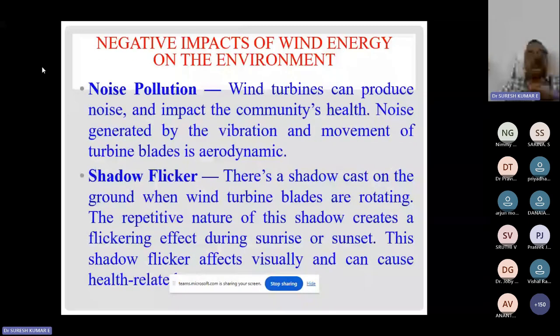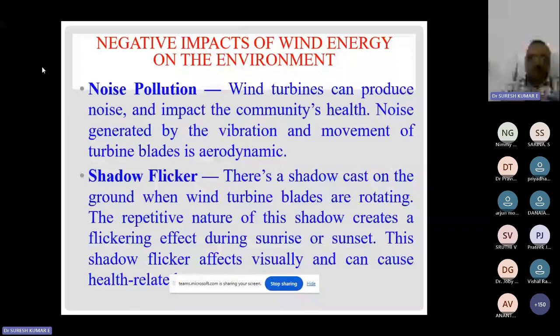Another thing I've already seen is noise pollution. Wind turbines can produce noise and impact the community's health. We are happily enjoying the power from wind turbines, but if you go to the Muppandal area, the people are suffering with all these issues. The noise generated by the vibration and movement of turbine blades is of aerodynamic nature. So it affects the health of human beings directly.